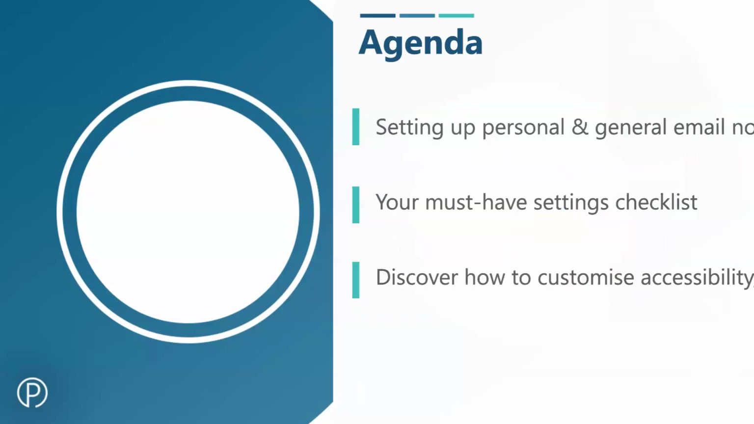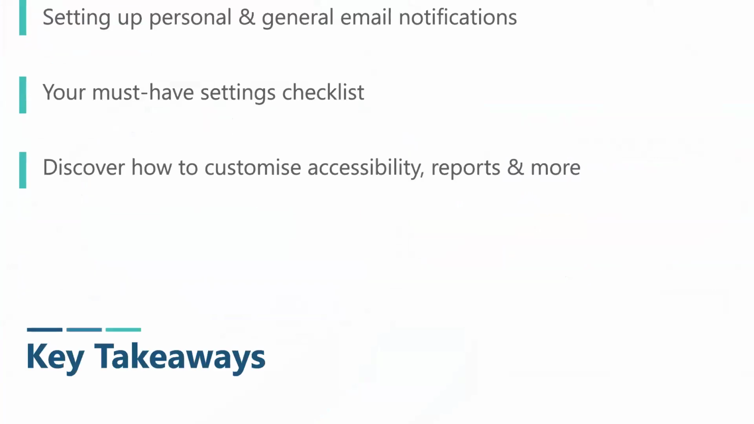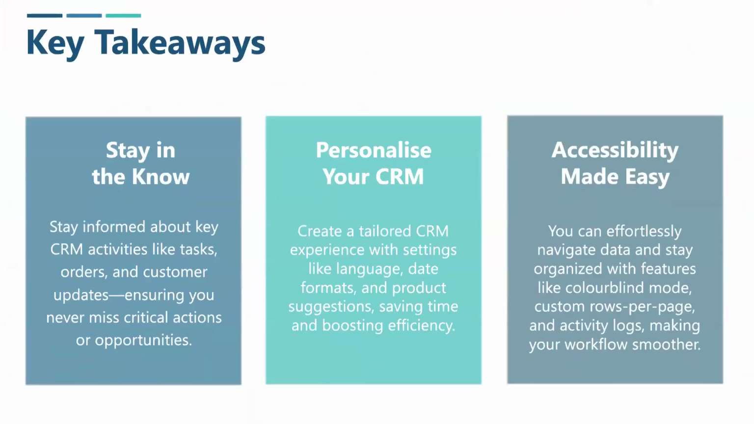So basically, today's agenda, we will be covering setting up personal and general email notifications to help you stay informed about key CRM activities. And also your 5 must-have settings checklist, the top features to save you time and make your CRM work smarter. And the last is how to customize accessibility for a smoother, more organized experience tailored to your needs. All right. Now let's go over the key takeaways from today's session.